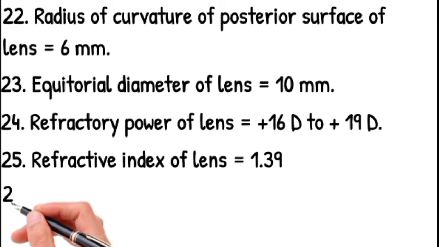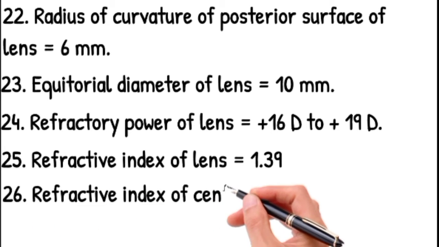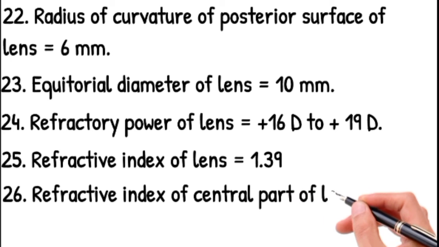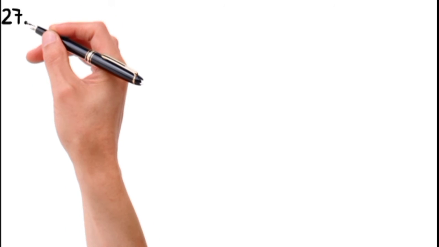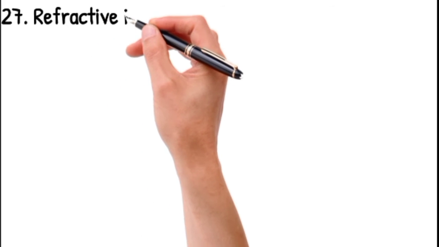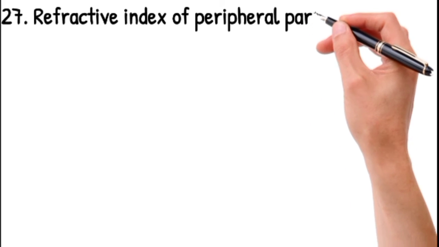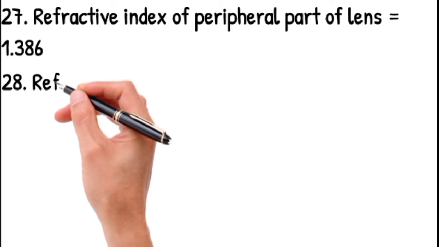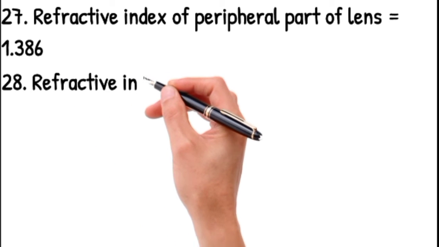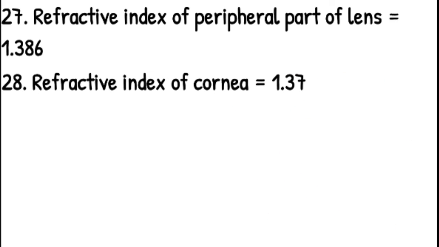26. Refractive index of central part of lens is equal to 1.406, which is maximum. 27. Refractive index of peripheral part of lens is equal to 1.386. 28. Refractive index of cornea is equal to 1.37.